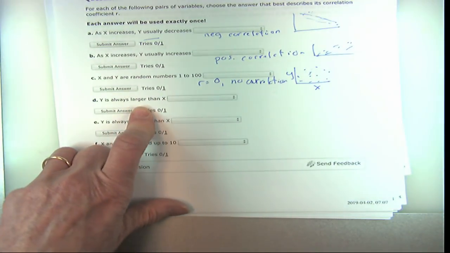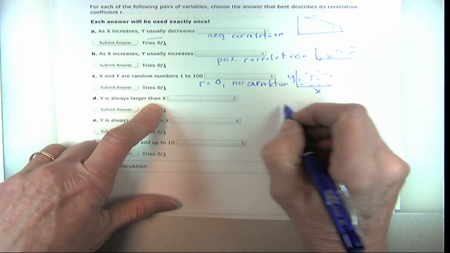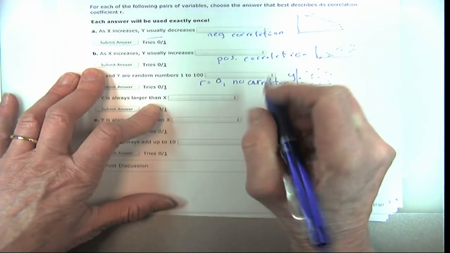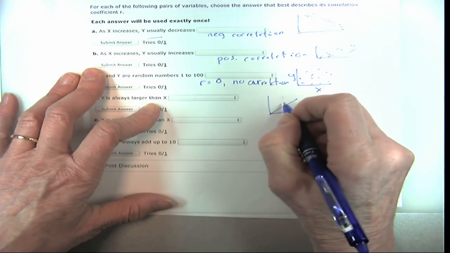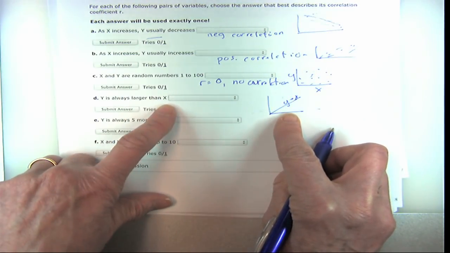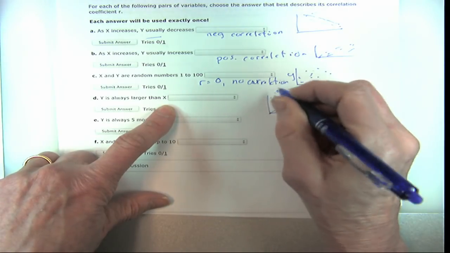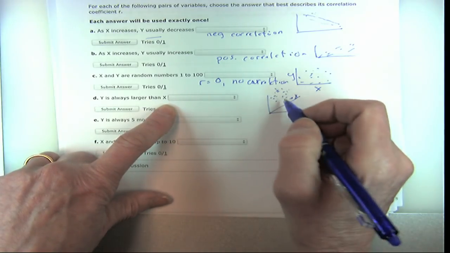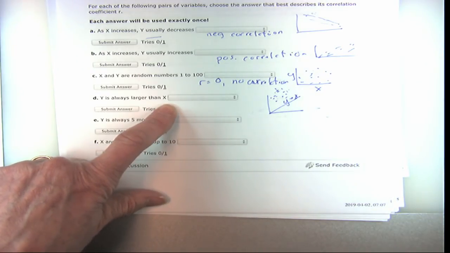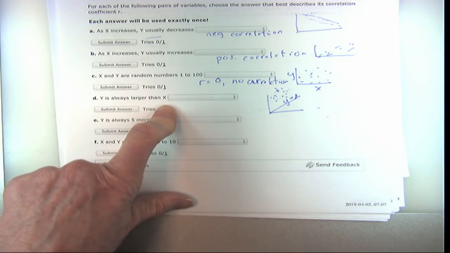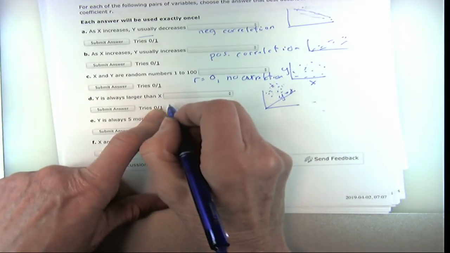Y is always larger than x. If y is always larger than x, we can just deal in the positive quadrant. We don't have to go negative. Here's the line y equals x. So if y is always larger, wouldn't it just be up here, but you don't know what shape it is. So you don't know anything. You have no idea if it goes this way, this way. Look, you're larger than your pet, probably, unless you have a tiger or something, right? You're larger, but is there any correlation? Do bigger people have bigger pets? Or there's not necessarily any correlation, right? So there's no correlation.